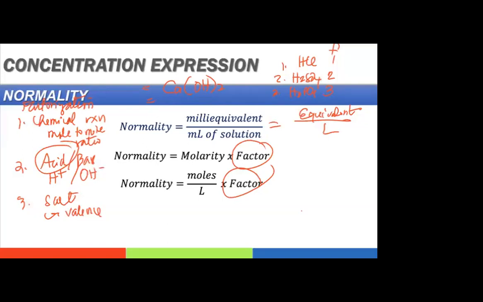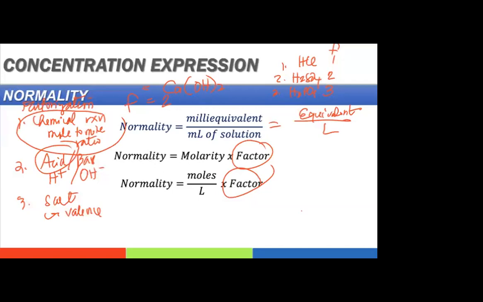Pag calcium hydroxide, ilan ang factor? Bakit 2? Dalawa yung hydroxide factors. Nagigets ba? Pag chemical reaction, pag-usapan na sa pang QC yun na yun. In our case, for computing the normality, the factor will be based on the identity: acids or base or salt.